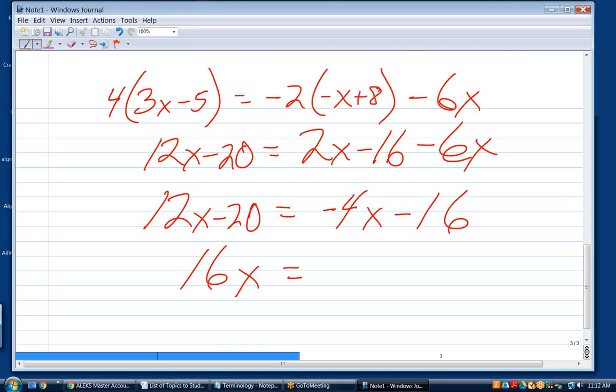Now what? What's on the... Yeah, so it'd be 16x is equal to, we could add 16 to both sides. No, remember that one of the goals here is to get our variables on one side, our numbers on the other. We're not going to add 16 to both sides. That would put everything on the left side. So we add 4. Okay, so it'd be 16x is equal to negative 6 plus negative 20.